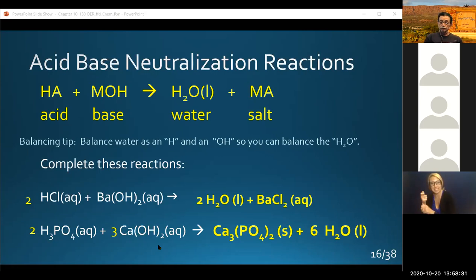We have 3 calcium on the reactant side, 3 calcium on the product side. For the phosphate, we have 2 phosphates on the reactant side, so we have 2 in front of phosphoric acid, that's 2 PO4s. And in the formula, we have 2 PO4s. So we are balanced. We got a balanced chemical reaction.